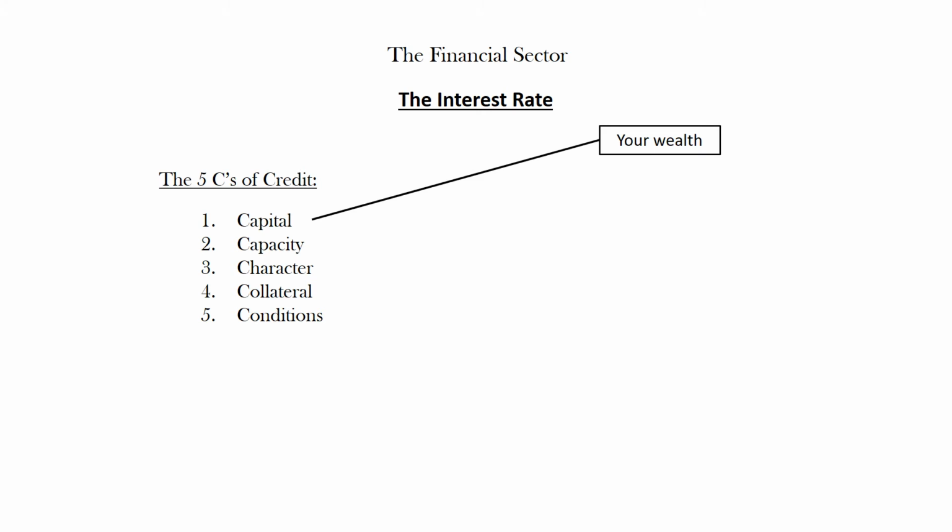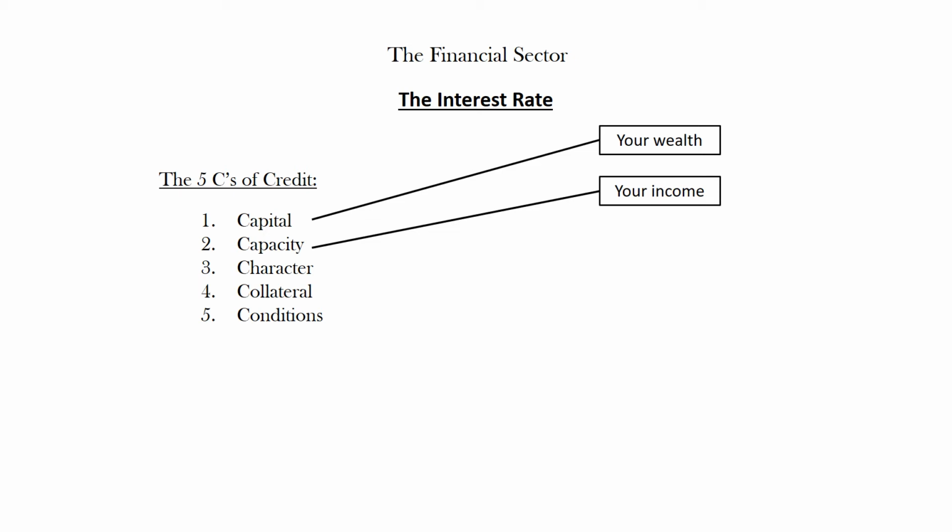The first criteria in this list, capital, refers to your wealth, the value of your assets minus the value of your liabilities. In other words, how rich you are. Obviously, the richer you are, the more capable you are of repaying your loan because you could sell off assets in an emergency, and therefore the less risky the borrower is perceived to be.